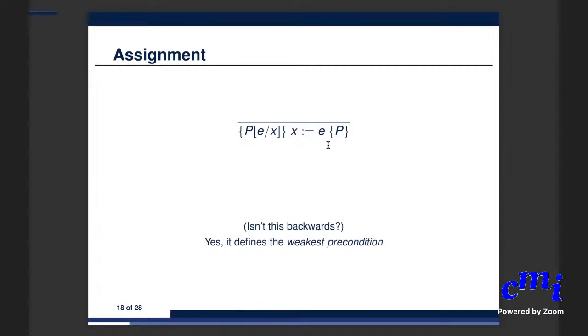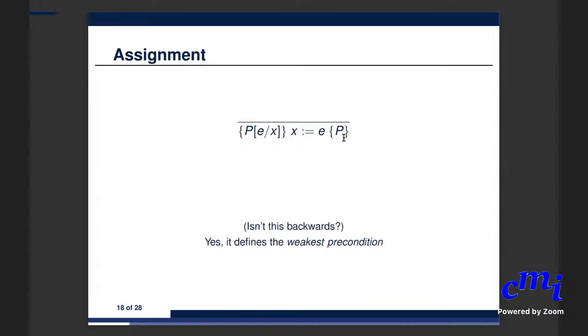When we define the semantics of these commands and these inference rules, as you already saw, you can do it in two ways. One is, given a P as a postcondition, what is the weakest precondition that I can define for which this Hoare triple will be valid? That is one way of doing it, and that is how I'm defining it here.